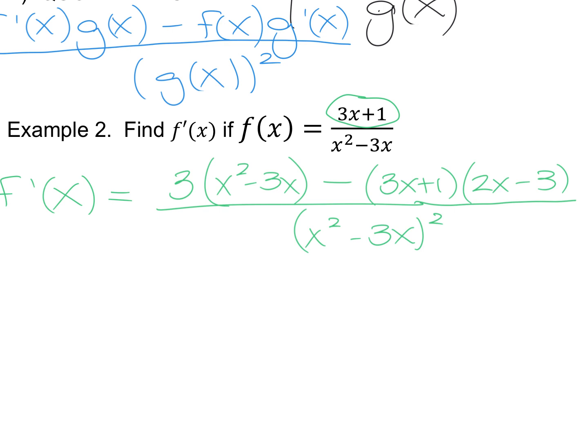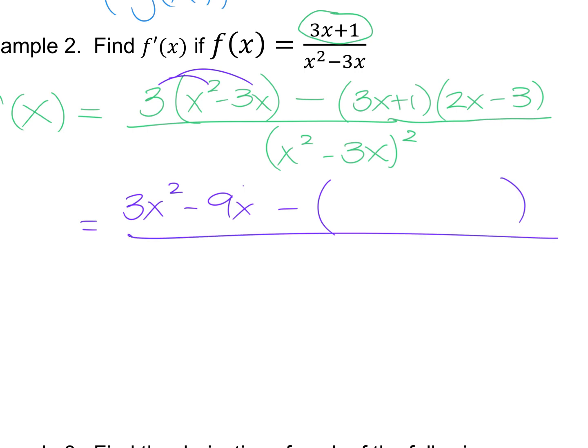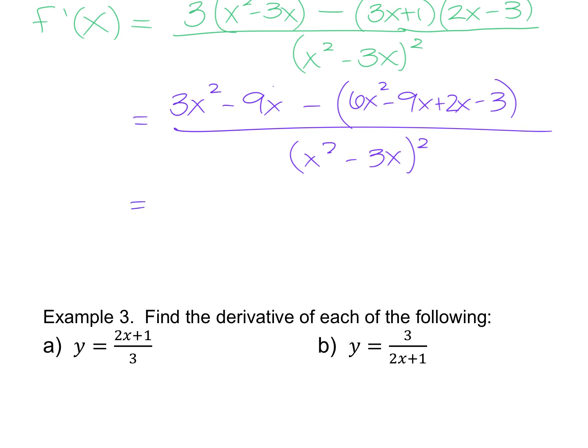So what am I going to do on the top now? I am going to distribute my 3. This is going to give me 3x squared minus 9x. I'm going to keep my minus in a big old set of parentheses and FOIL on the top there. So that's going to give me 6x squared minus 9x plus 2x minus 3. Then I'm going to distribute my negative and combine like terms. So I get 3x squared minus 9x minus 6x squared plus 9x minus 2x plus 3.